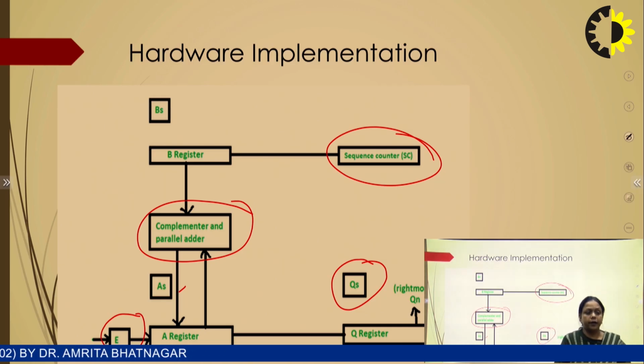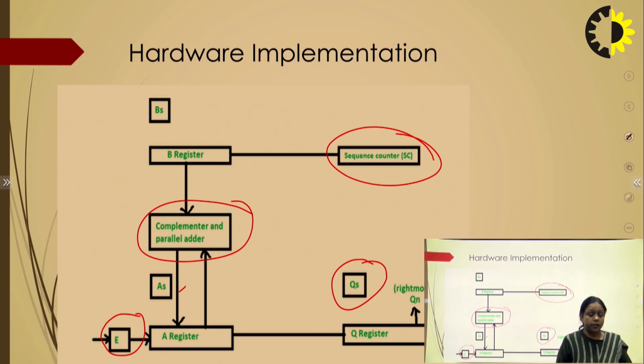Another requirement of the algorithm is a complementer and a parallel adder. The complementer is used when we need to subtract a number: we will use the 2's complementer to add by 2's complement addition, and a parallel adder is also required in this case. So now we will see how this algorithm will work.